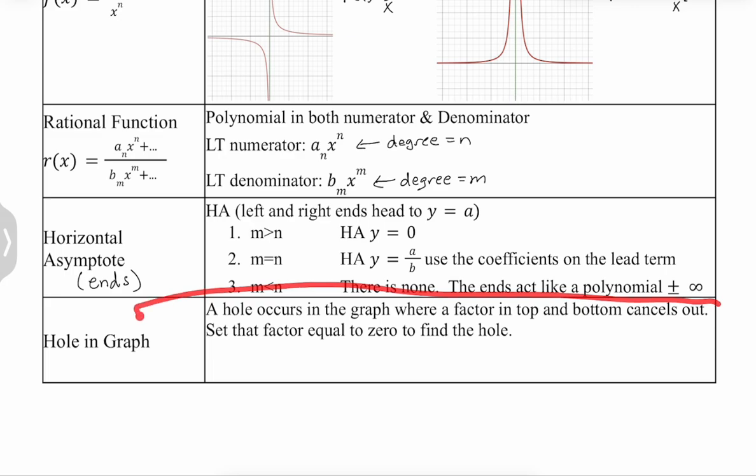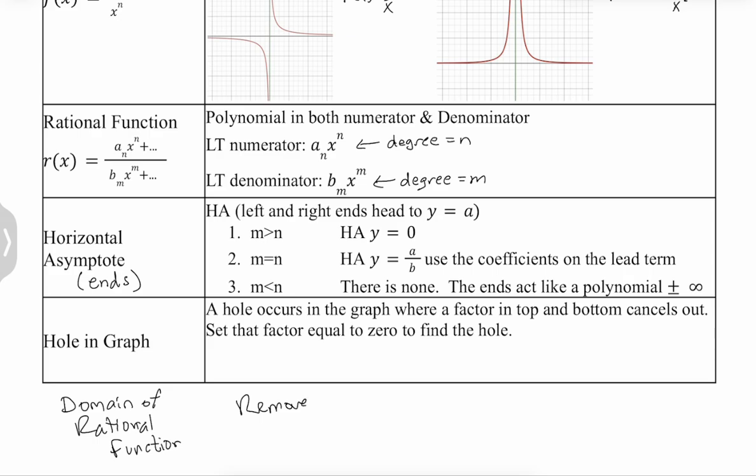And then the last thing here is a hole in the graph. A hole in the graph occurs where a factor in the top and a factor in the bottom match. Just set that factor equal to 0 and you'll find a hole. Some other little piece I want to add before we move on from this: the domain of a rational function, you're going to remove any holes and vertical asymptotes.